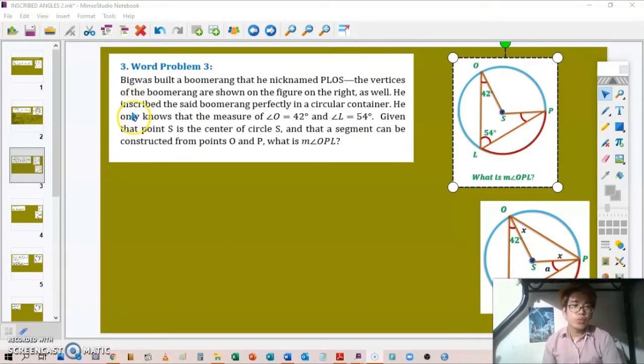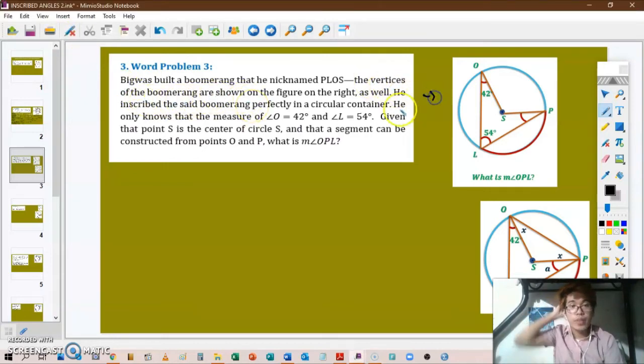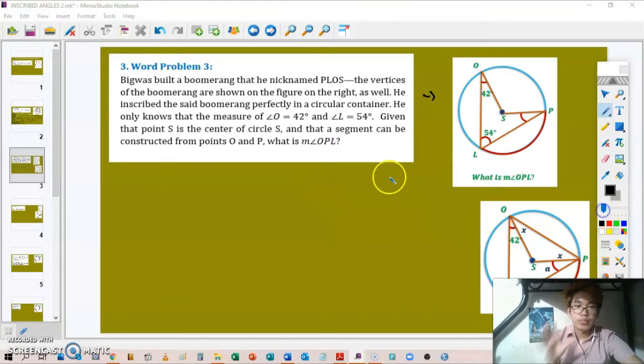For this third word problem, Biguas built a boomerang that he nicknamed PLOS. The vertices of the boomerang are shown on the figure on the right. He inscribed the boomerang perfectly on a circular container, and he only knows that the measurement of angle O is equal to 42 degrees and the measurement of angle L is equal to 54 degrees. Given that point S is the center of circle S, and the segment can be constructed from points O and P, what is the measurement of angle OPL?